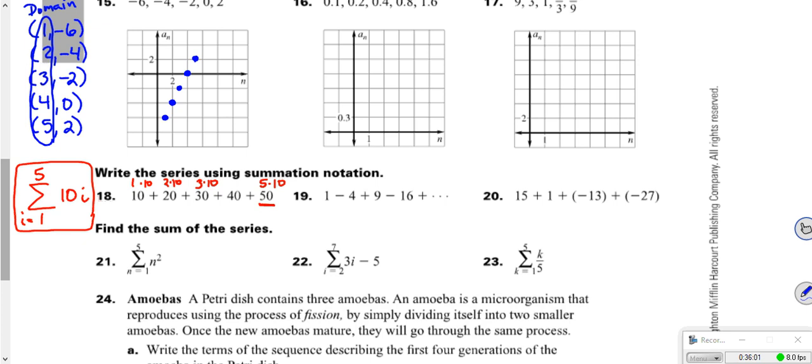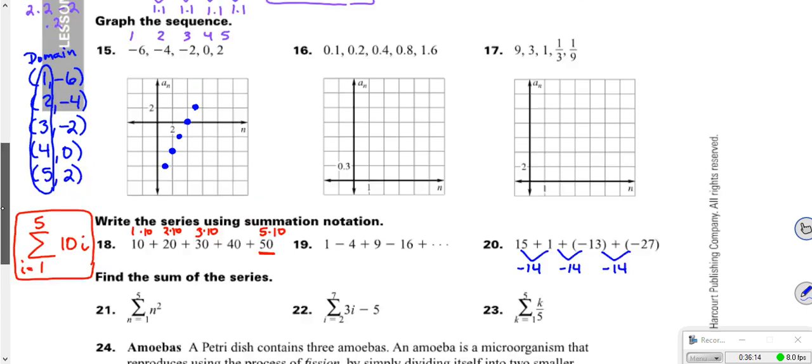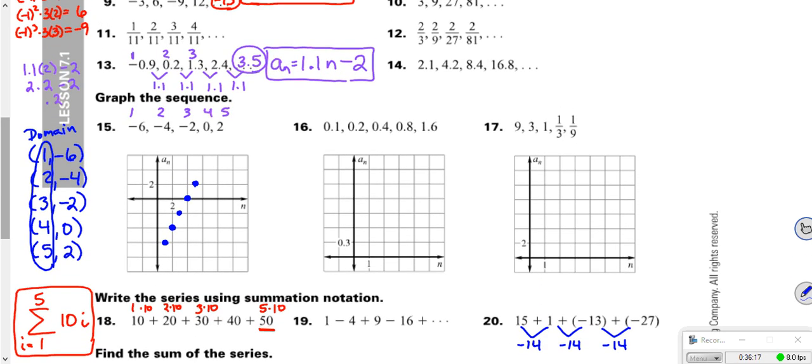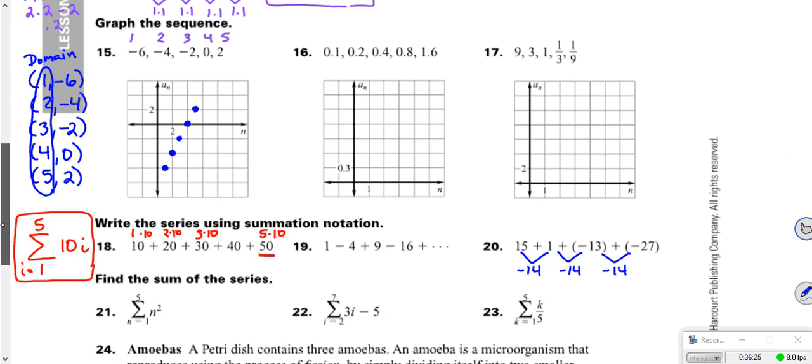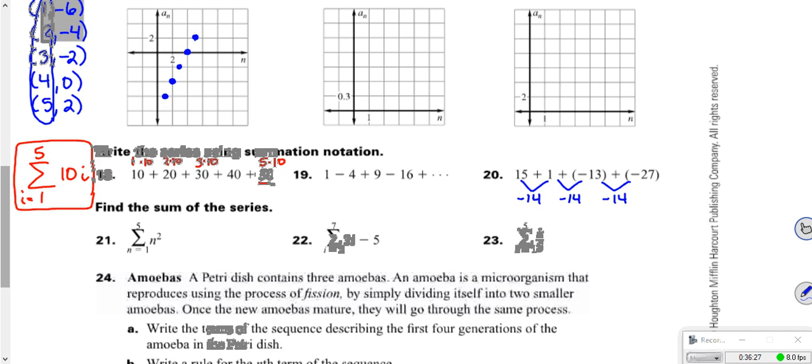Okay, so let's look at 20. Now 20 is another one where my difference on all of these is a -14. Do you all remember what I said up above when we had a constant difference, like on number 13 here, we had a constant difference of 1.1? So in my rule, I end up with 1.1 times n. Same thing here on 20. If my constant difference is -14, somewhere along the line, I'm going to have -14n. And I used n instead of i. It doesn't matter as long as you're consistent.